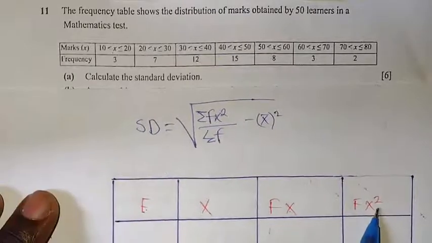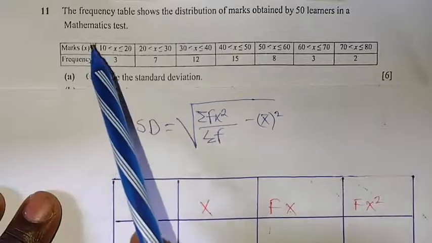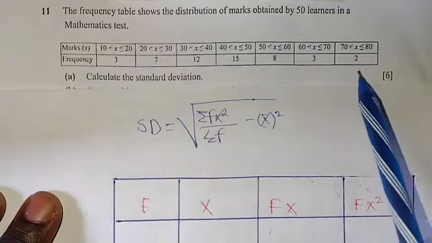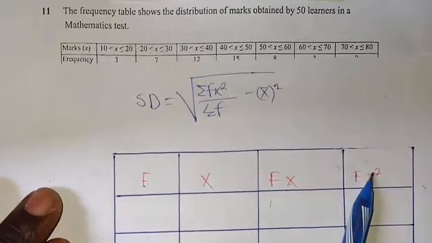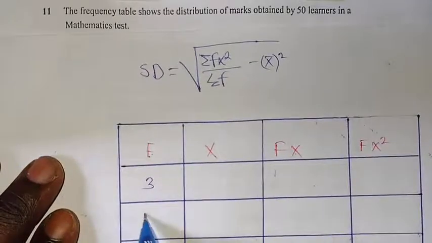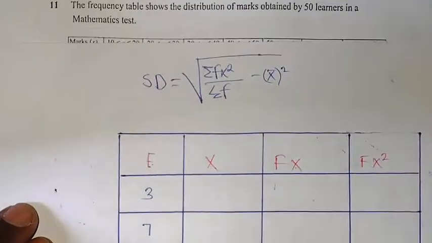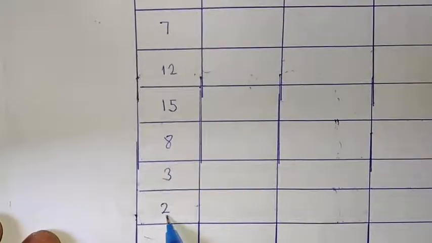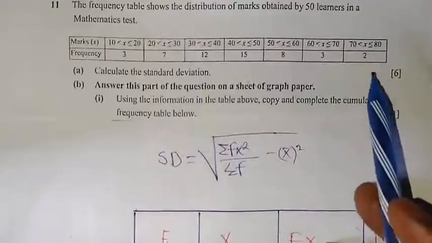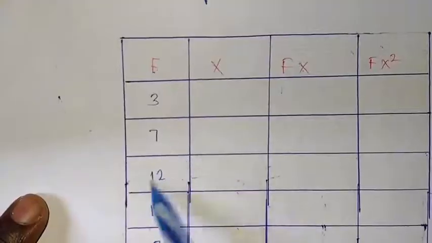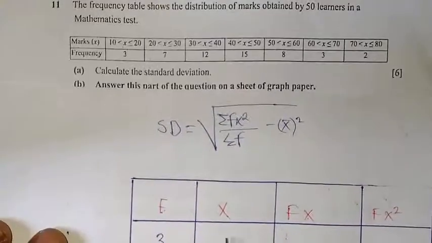When you look at the table, this one is x and this one is f. Where there is f, we put 3, 7, 12 up to 2. So this is what you are going to put right here. You are going to have 3, 7, up to right here where we have a 2, because the 2 is the last value. After coming up with these values of f, we must come up with the values of x.